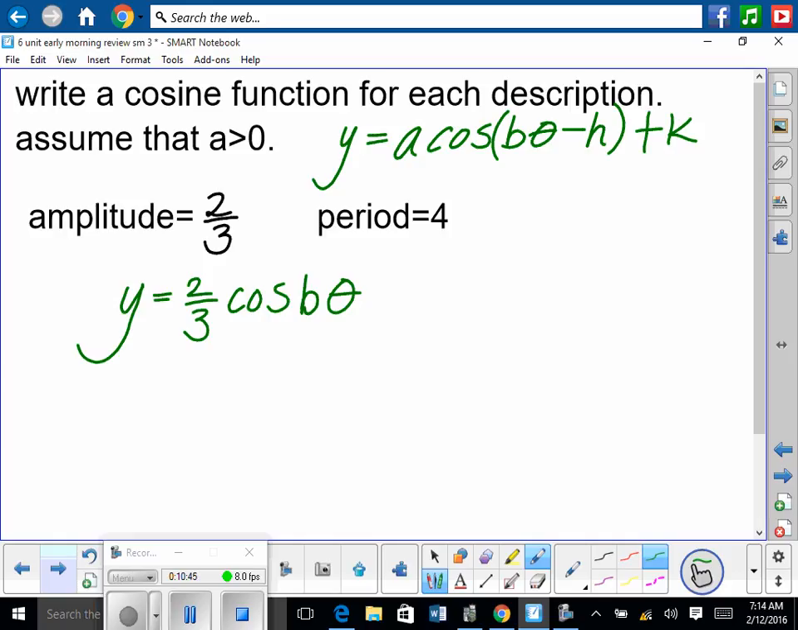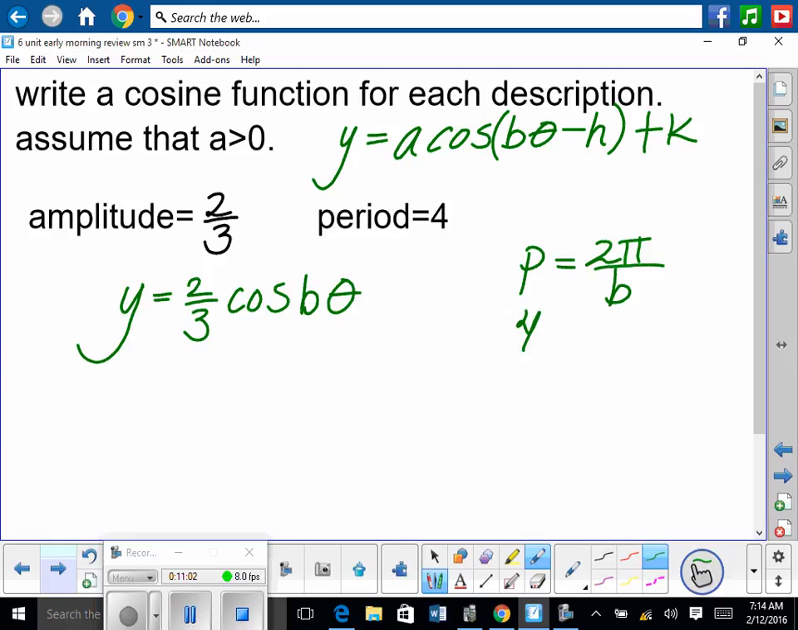So you're like, well, I'm only given the period. So you're going to go up the side and say, but I do know that period is equal to 2 pi divided by b. This is the one that most people miss for some reason. So we're given the period this time, so we're going to find b. Then we can find b to put it in our equation.